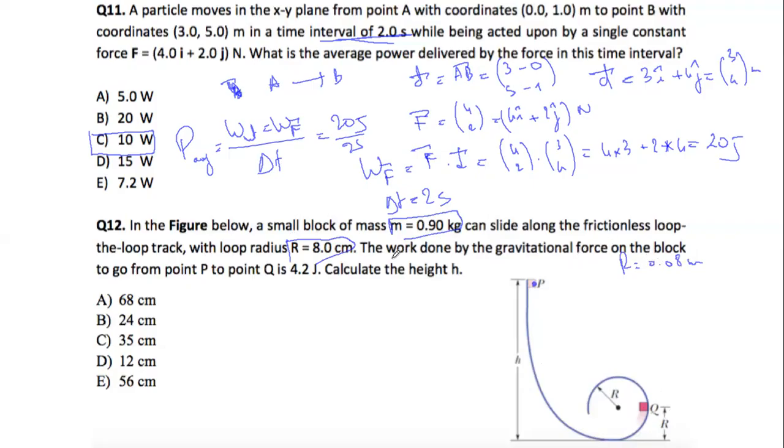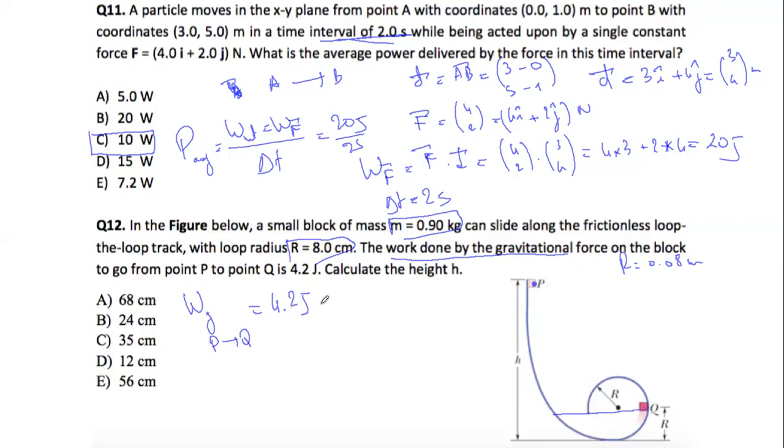The data is this. Work done by the gravitational force on the block to go from point P to point Q. The work of the gravitational force to go from point P to point Q is equal to 4.2 joules. Knowing this data, calculate the height h.